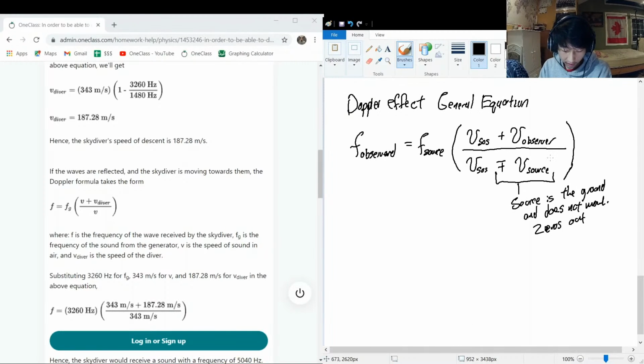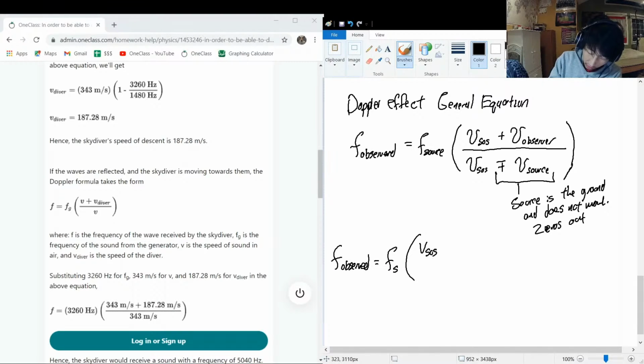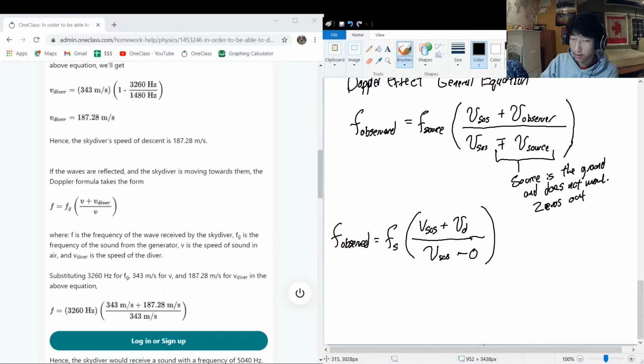Okay, so essentially we just have to sub in the equation. We don't really need to do any algebra because it's already organized in the proper way. So we have F observed is equal to Fs, for F source, and then VSOS plus VD, the diver is the observer in this case, all over the VSOS. And I guess we can do minus 0 because the source is not moving, but we don't really need to write that. And let's sub in our numbers and figure this thing out.